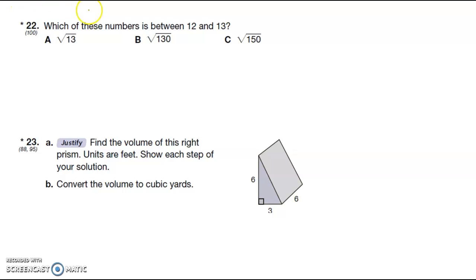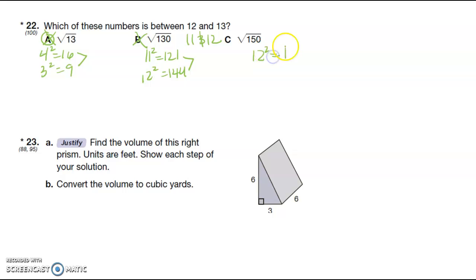Oh boy. Which of these numbers is between 12 and 13 the square root? So I know that the square root of 13 is not going to be between 12 and 13. 4 squared is 16, 3 squared is 9, so this is going to be between 3 and 4. That's not it. Square root of 130: 11 squared is 121, 12 squared is 144, so this is going to be between 11 and 12. Also not it. Let's see if 150. 12 squared is 144, 13 squared is 169. So this works. It is C.